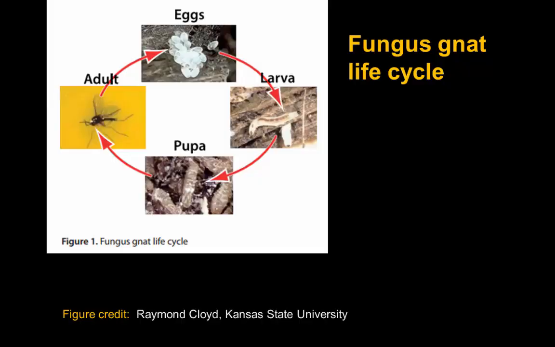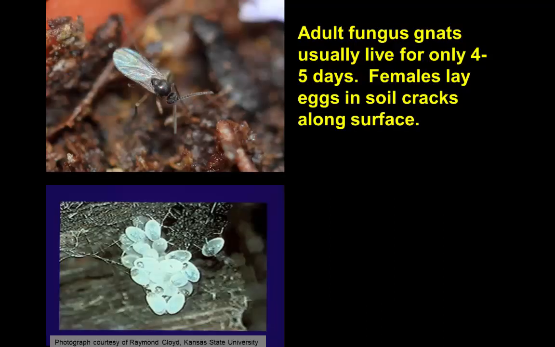The life cycle is fairly straightforward. It's typical of an insect in the order Diptera, the flies. The adults are going to lay eggs. The eggs hatch. You have larvae that feed on fungi and occasionally on the roots. When they are finished developing, they become a pupa also within the soil, and then the adults emerge. The adult is not a very long-lived stage. They may only live 4 or 5 days, maybe a week at most. And during this time, the female will lay eggs in small batches in little cracks and crevices on the surface of the soil.